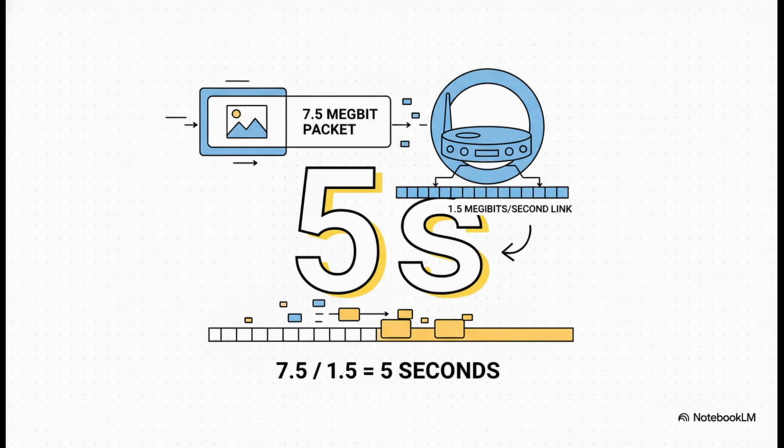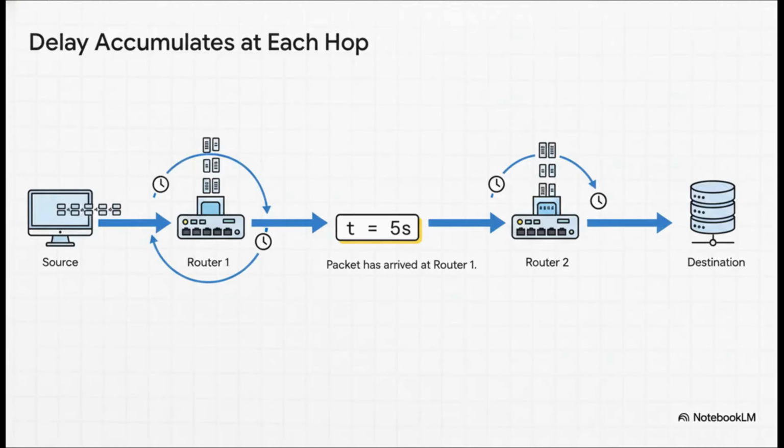You just do the division. It takes a full 5 seconds just to push that one packet out onto the wire from that one device. And remember that store and forward rule we talked about? This is where it really comes into play. That delay happens at every single stop. So it takes 5 seconds to get to the first router, then that router has to receive the whole thing before it can spend another 5 seconds sending it to the next one. Just across two links, we're already at a 10-second delay.